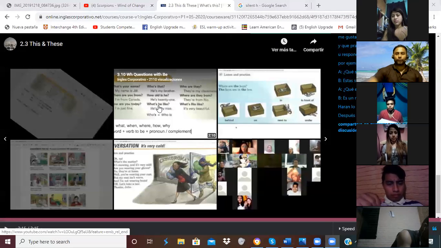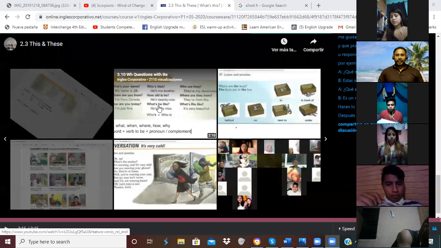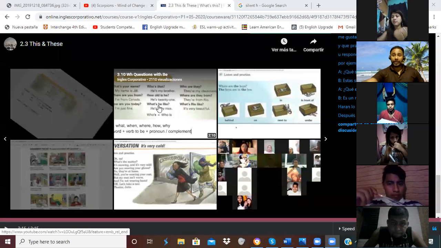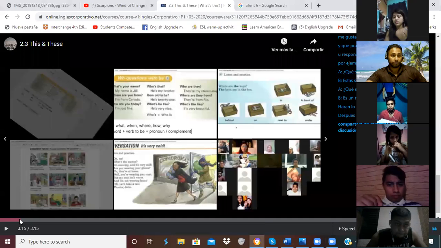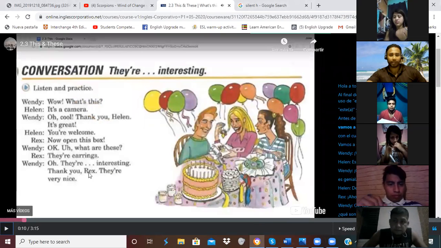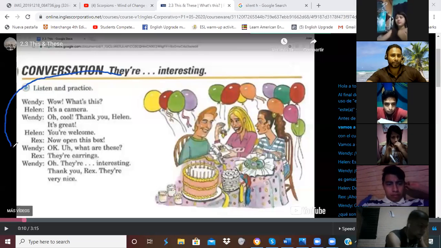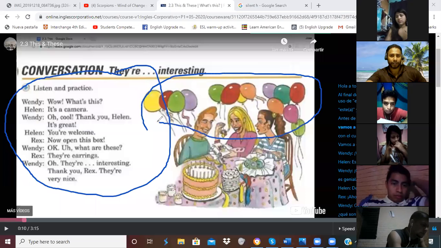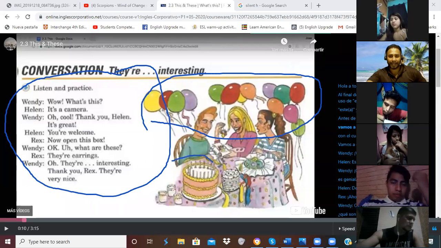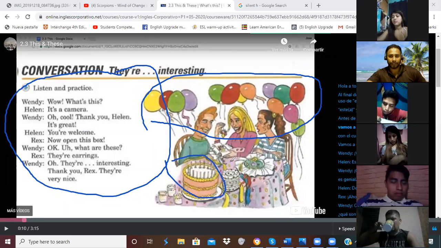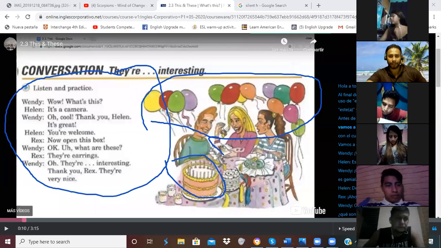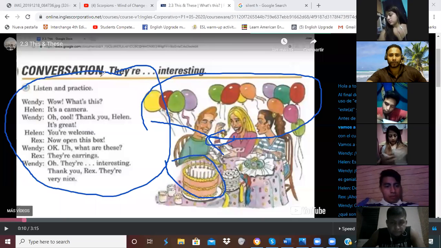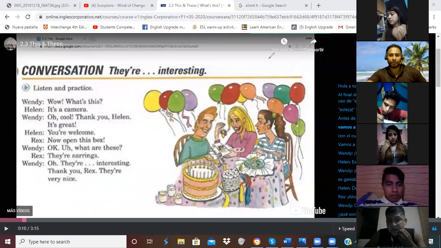All right, guys. So for this activity, what I would like for us to do is to start looking at the vocabulary in the dialogue conversation. We're going to look at this conversation right here. I want you to pay attention to this conversation right here. Okay, this is a birthday party. This is the cake. This is the presents, earrings. Okay. Repeat, please. Everybody, repeat, please.